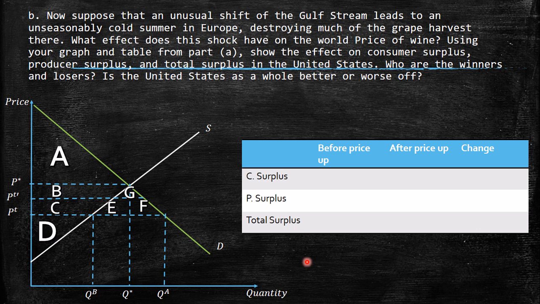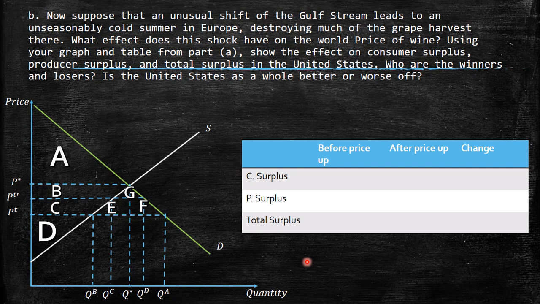Now this PT prime represents the change of the world price after the cold summer in Europe. So instead of producing QB in the United States, they will produce QC, and this makes sense because, given the higher price and the problems in Europe, some of this quantity is going to be satisfied by domestic production.